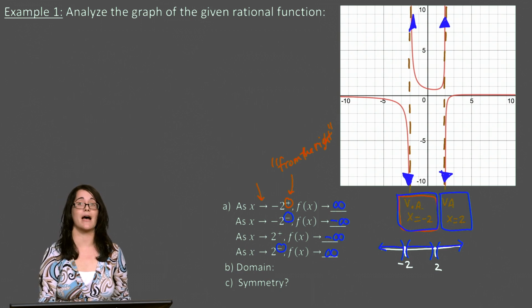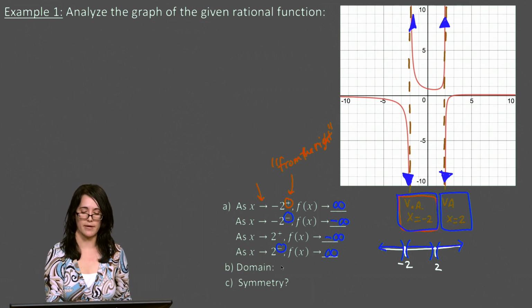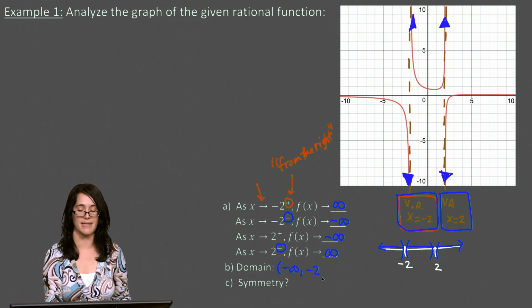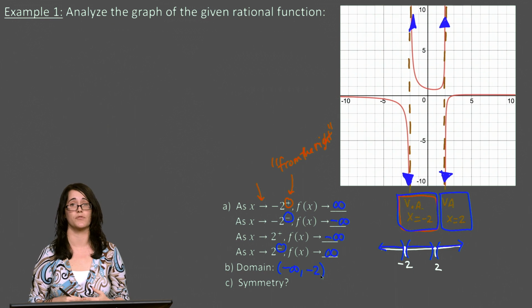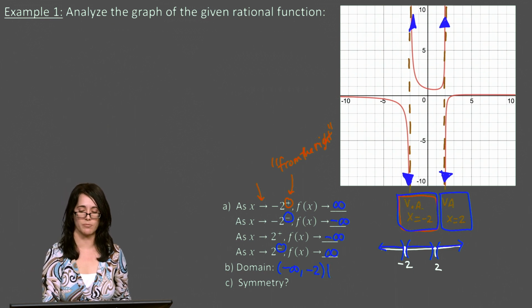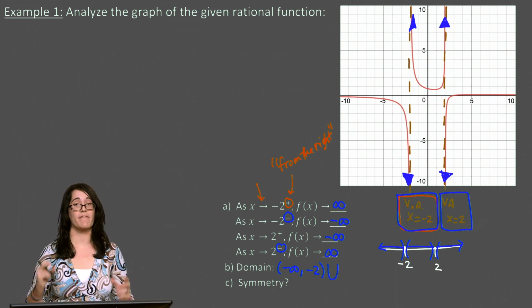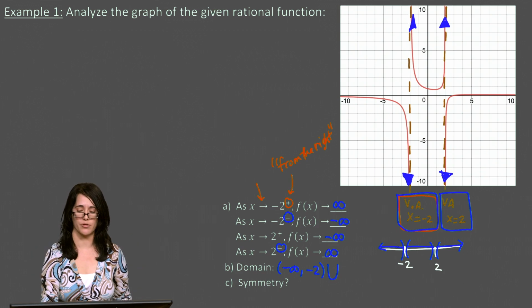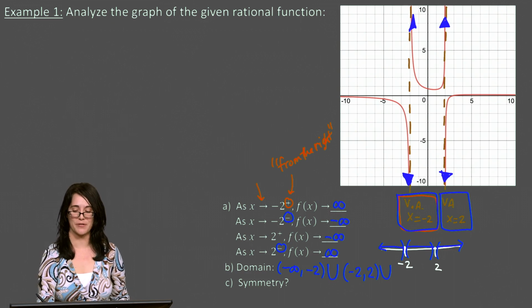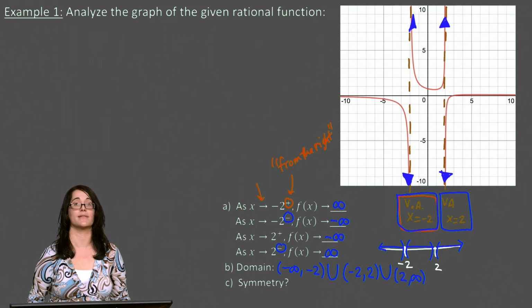So to write this out in interval notation, we could say -infinity until -2. That says values which are smaller than -2 are allowed. Union, which means or. Values between -2 and 2, so parentheses -2, 2, union or. Values to the right of 2, so parentheses 2, infinity, close parentheses. So that would be our domain for this rational function.